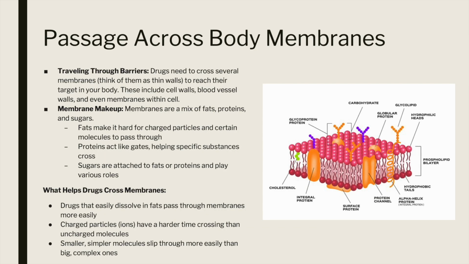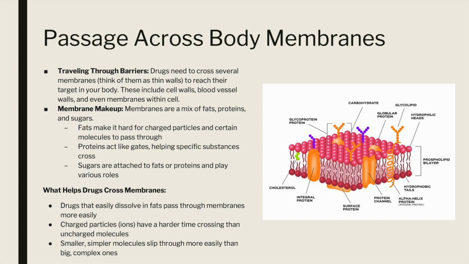When a drug is in the body, in order to go where it needs to go, it has to travel through body membranes or barriers. Usually a drug needs to cross several different membranes or walls in order to reach the target in the body. These barriers can be cell walls, blood vessel walls, and even membranes within the cell. The drug can get in the cell, but it needs to get to different areas of the cell to exert its effect. So there are lots of walls or barriers that a drug needs to travel through.